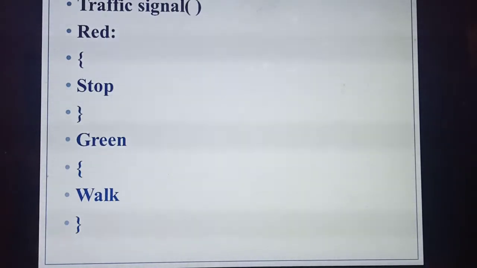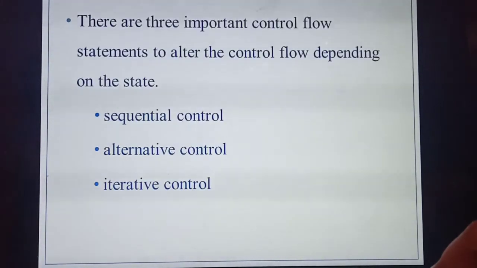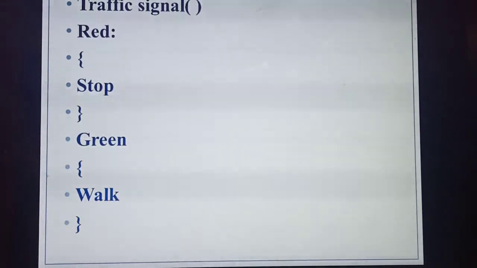Next time, green color state means the state changes from red to green. So which lines will execute? The fifth, sixth and seventh lines. So based on the state changes or based on the situations, the lines will execute, or the order of the lines will get changed. That is called what? Control flow. Okay students, the remaining things you can continue in the next class.